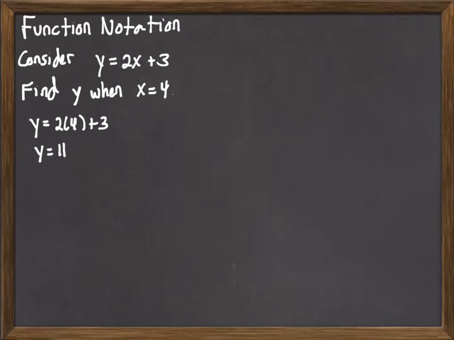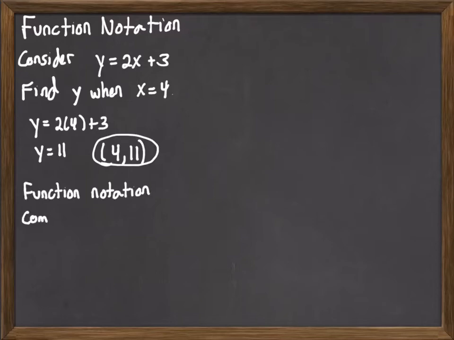Now, the problem with that answer is we know y is 11, but why is y equal to 11? Y is equal to 11 because x was equal to 4. One way to recover that is to write down your answer as a point, the point (4, 11). Then it's really clear that the y value of 11 is tied to the x value of 4. And so we introduce a notation that combines those two ideas of an equation and a point and puts them together. And that's what function notation does.